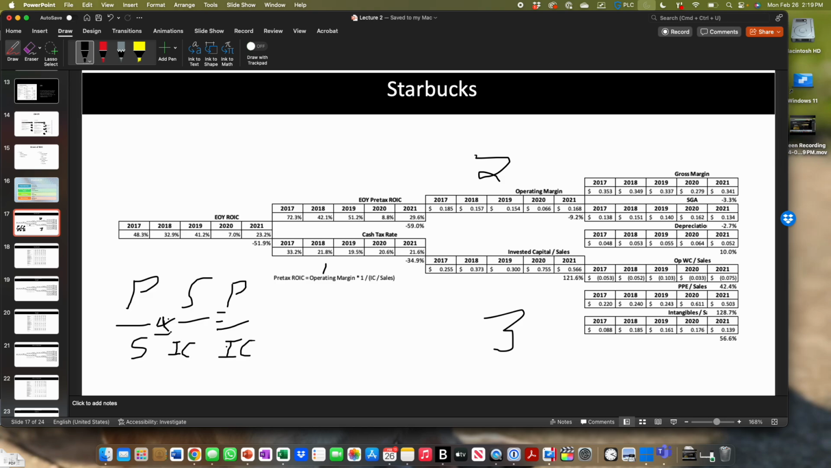So Starbucks ROIC got a lot worse over the last 5 years. You can see that the productivity worsened because the PP&E worsened, but the gross margin got a little worse too, and the operating margin got a little worse, but the tax rate got a little bit better. So therefore, the ROIC went down from 48 to 23. Could you follow that? Exactly.